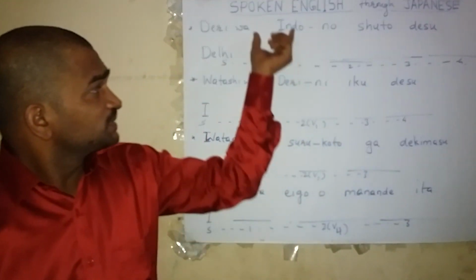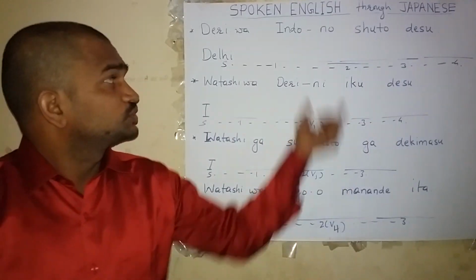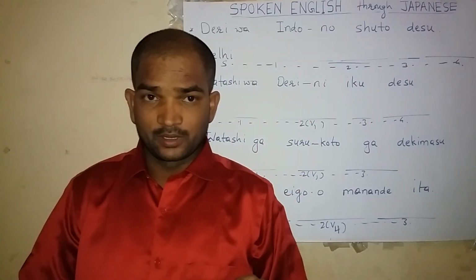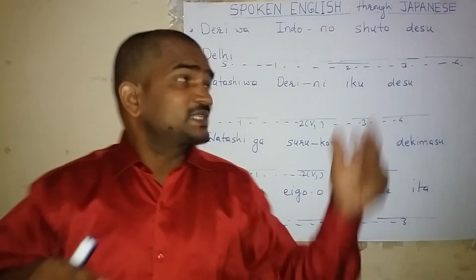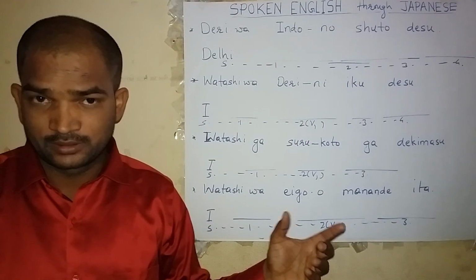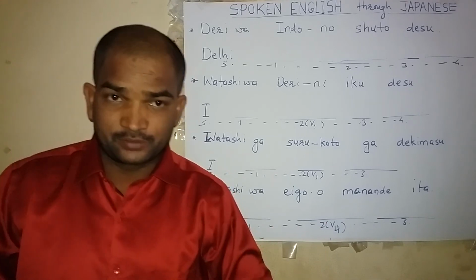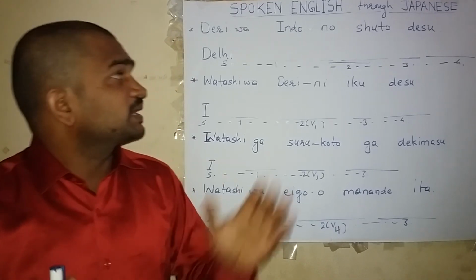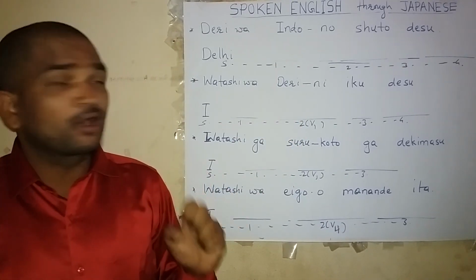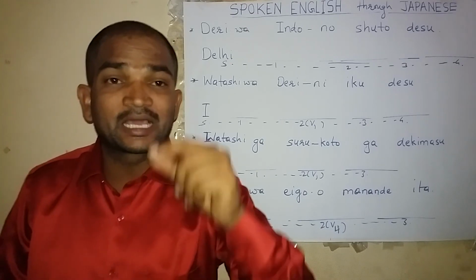Look here. These all are Japanese sentences. If we can speak such Japanese sentences in English, we can speak the English language. And we have developed a new technique, the reverse numerical method.